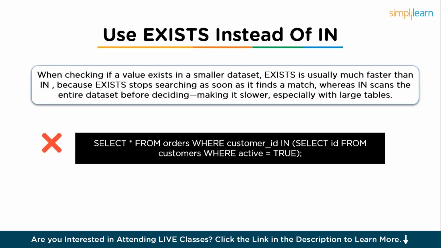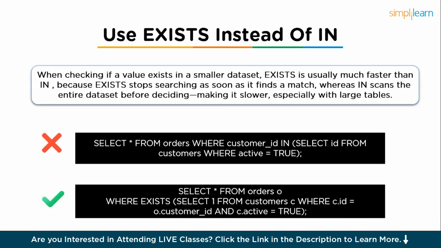So instead of using a query like SELECT * FROM orders WHERE order_id IN (SELECT id FROM customer WHERE active = true), you can use a query like SELECT * FROM orders o WHERE EXISTS (SELECT 1 FROM customer ...). In this way, what is happening? EXISTS will check if at least one active customer exists for an order and stops immediately after it finds a match. So if you use EXISTS, it will be faster and more efficient, rather than scanning the entire dataset.